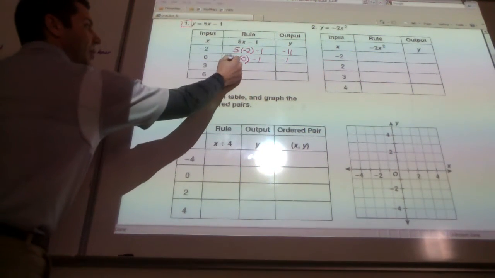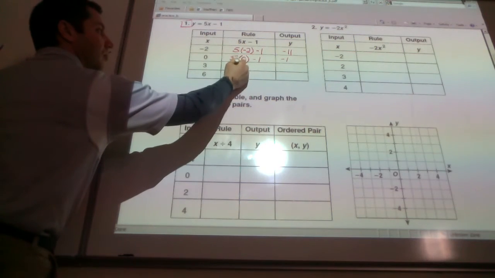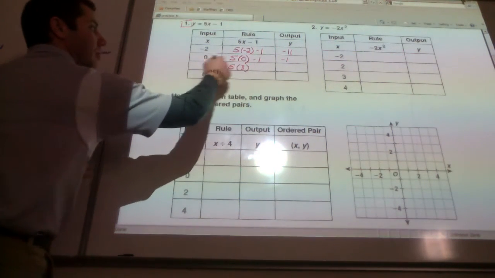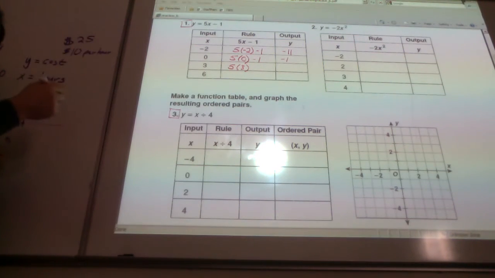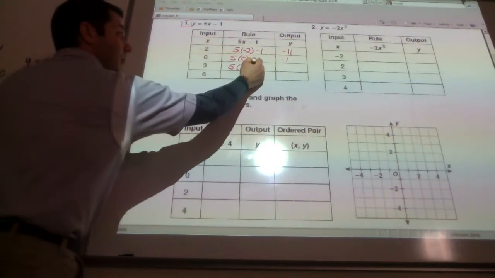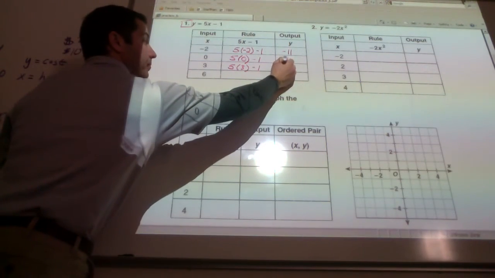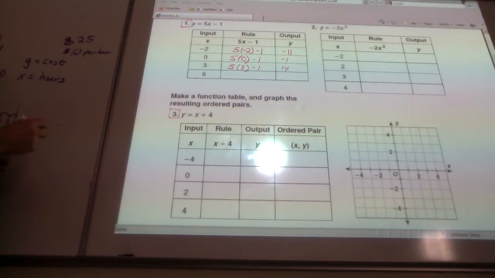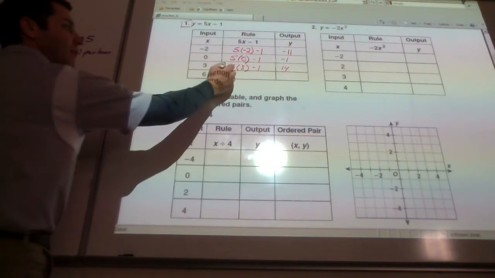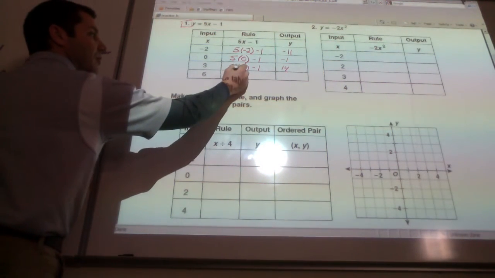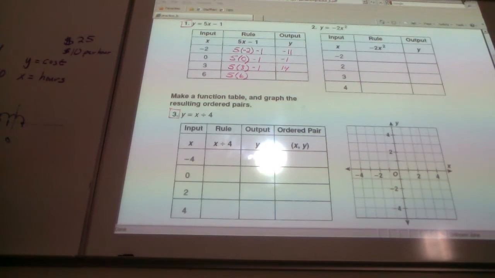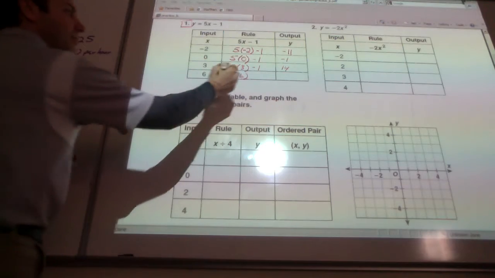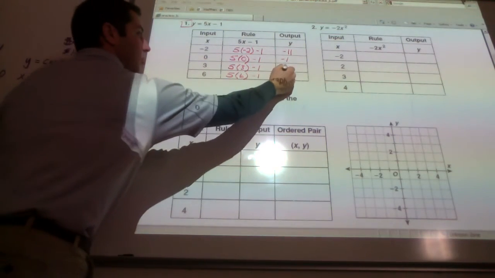Now we're doing 5 times x, so 5 times 3. Value of x is 3. 5 times 3 is 15, but then we have to back up 1 to get to 14. Okay, and then on our last one, we take 5 times x, so 5 times 6. What's 5 times 6? And then we need to back up 1. 29.